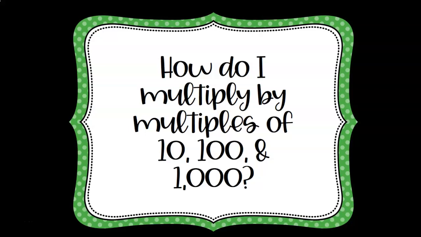Hi guys, today in math we are going to learn how to multiply by multiples of 10, 100, and 1000. Yesterday you learned how to multiply by 10, 100, and 1000. Today we're going to learn what to do when it is not a 10 but a multiple of 10, so 10, 20, 30, 40, same way with 100 or 200 or 300, same with 1000, 2000, and 3000.